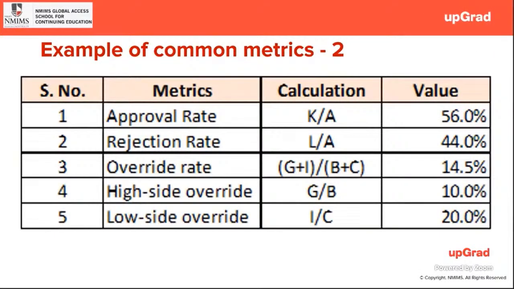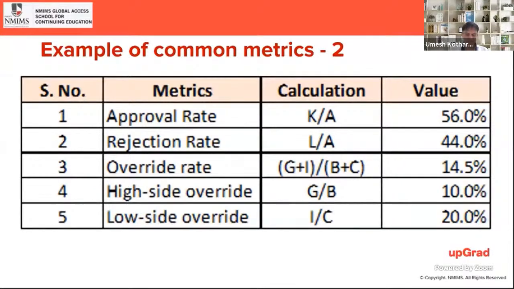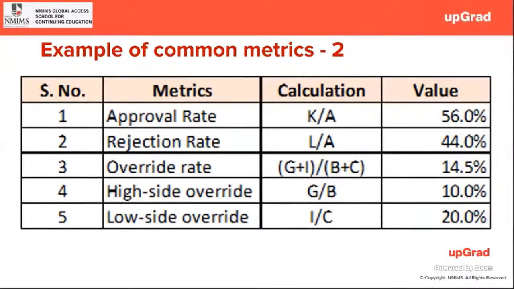Sir, a lower override value means that there's less human intervention needed. That means the model is working correctly. So the lesser the value, the better the model. Okay. What is the industry benchmark for this? But it can still be reduced from 10% or 20% to a lower value.